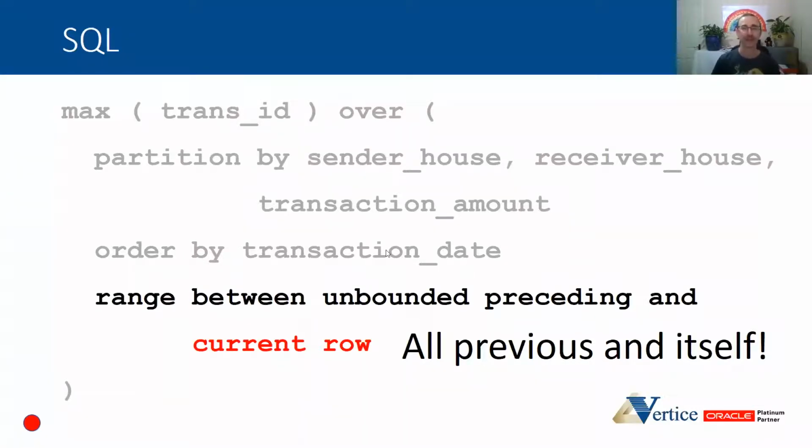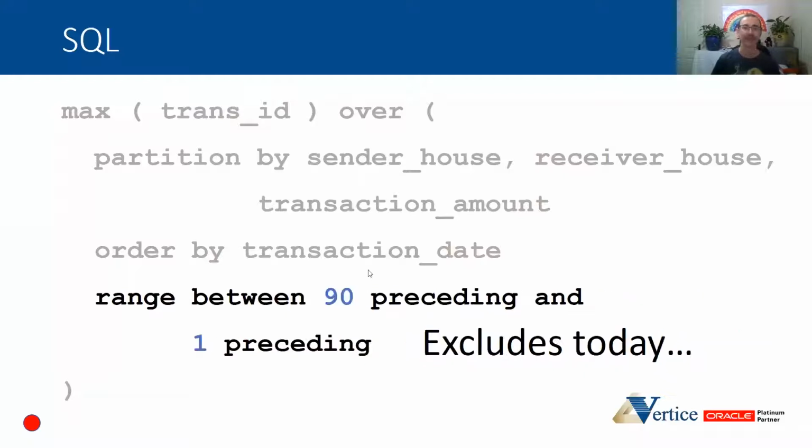And we can do that by putting some numbers in here. So range between 90 preceding and 1 preceding. What that does is subtract that number of days from the transaction date for the current row. So 90 days preceding and the previous day. Bit better, but exactly, we are excluding anything that happened today. So we're going from this time yesterday.